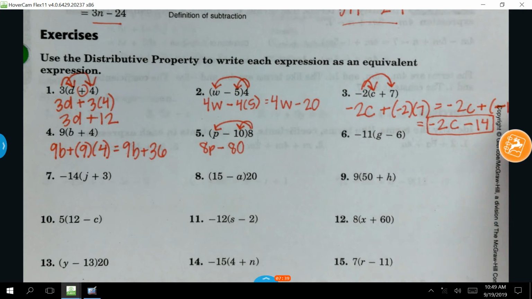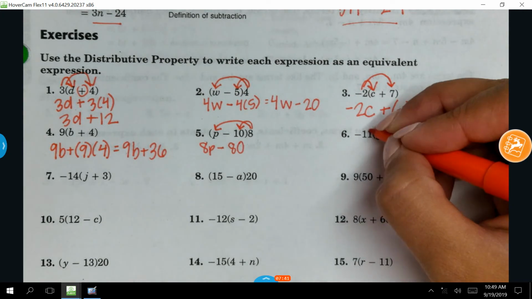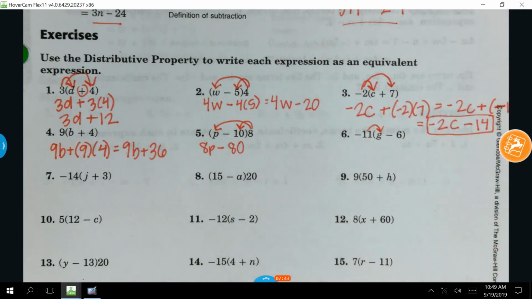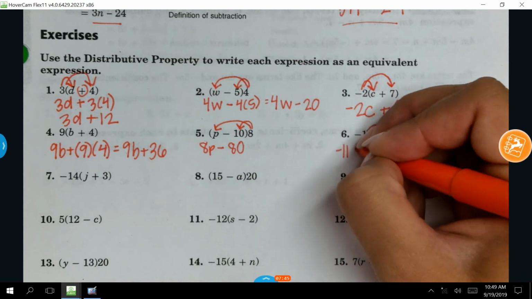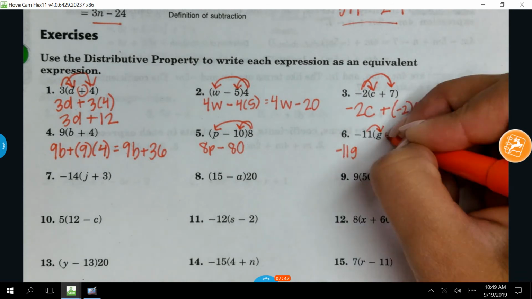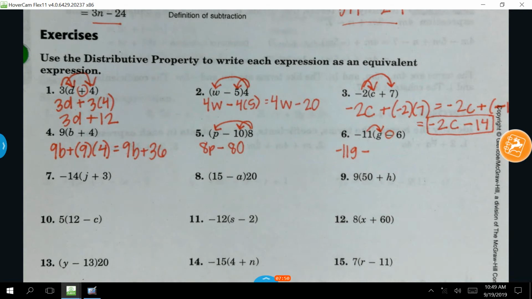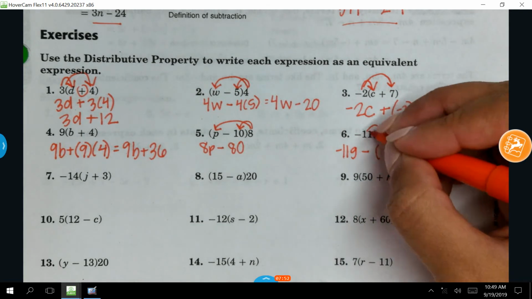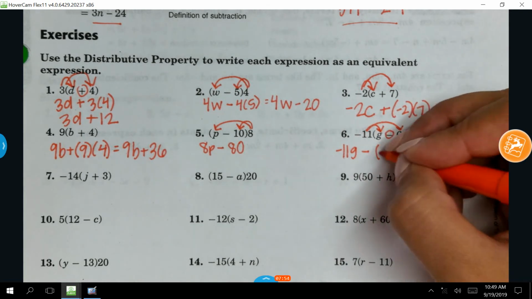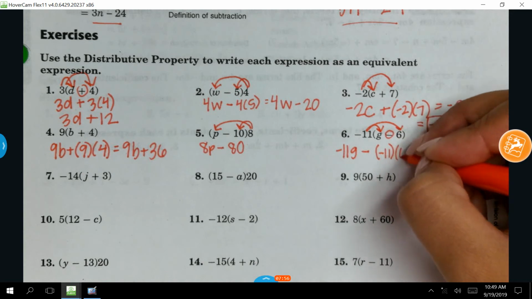And number 6, negative 11g minus 6. So I'm going to distribute that negative 11. So that means I have negative 11g. I'm going to keep that subtraction sign. And then I'm distributing the negative 11 to 6. So that means negative 11 times 6, right?